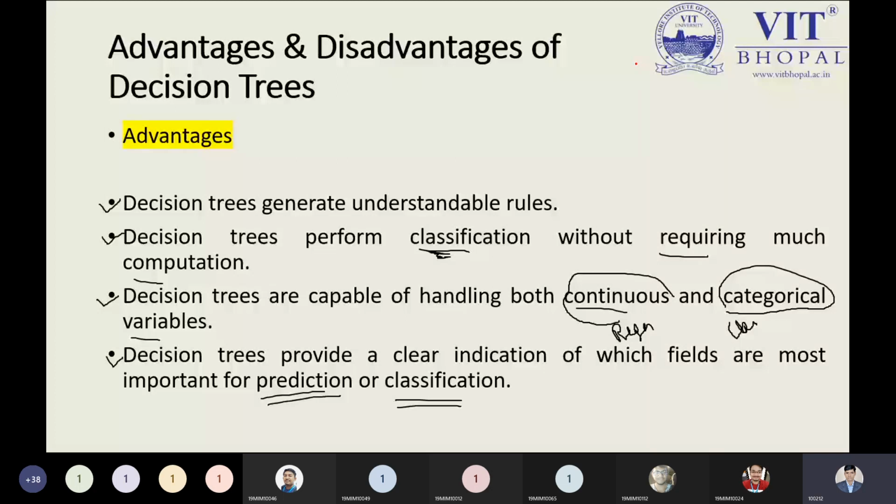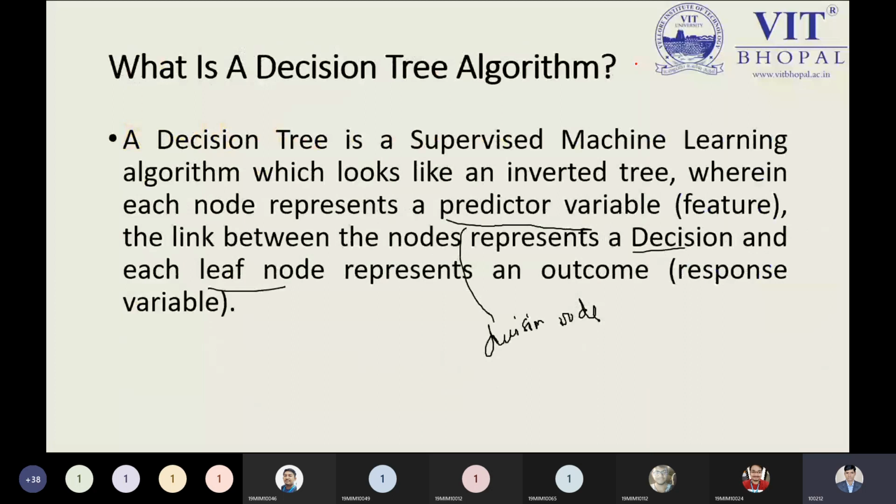So what is a decision tree? Ultimately, after learning the theoretical part, what is a decision tree? A decision tree is basically a supervised learning approach, mathematical, which looks like an inverted tree. Can anyone tell me what is meant by an inverted tree? Wherein each node represents a predictor variable, that is a decision node, or we can say it is a feature, and the link between the nodes represents a decision, and each leaf node represents the outcomes.